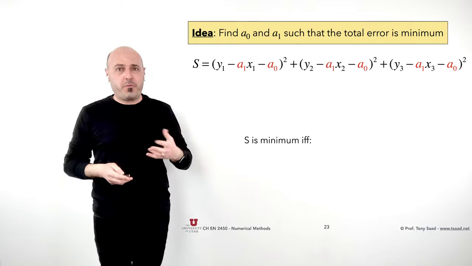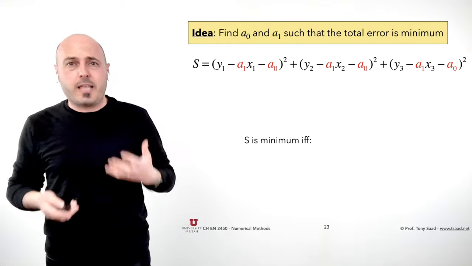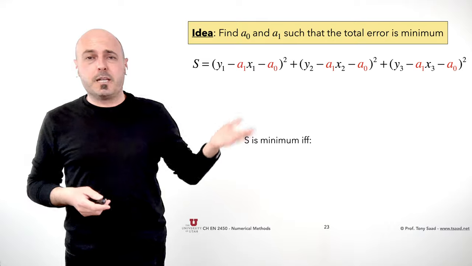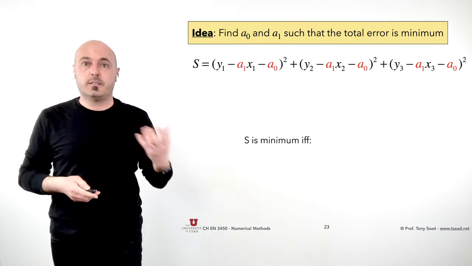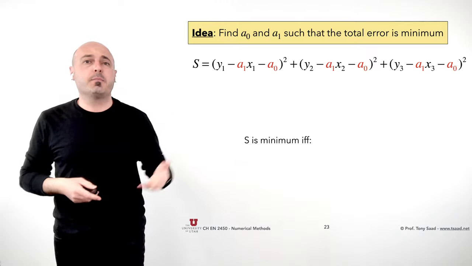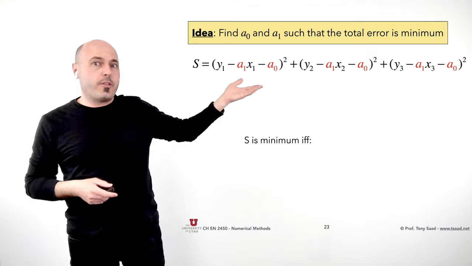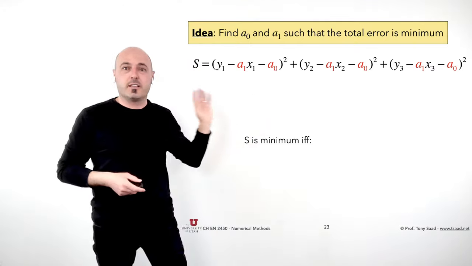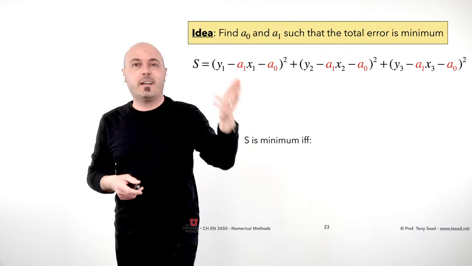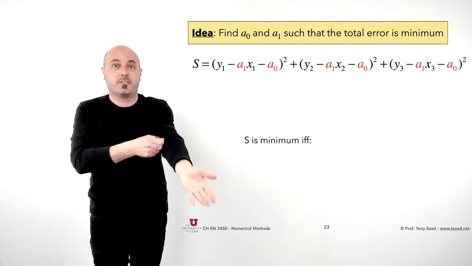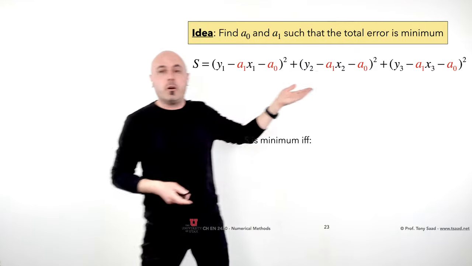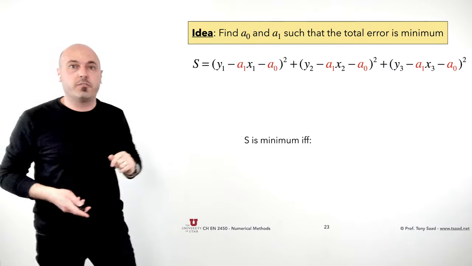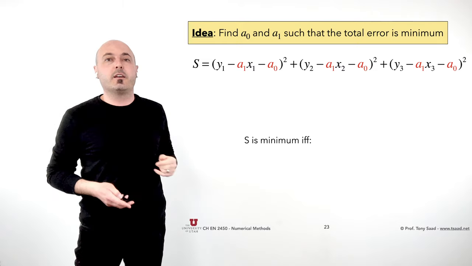And from what you've learned in calculus and in elementary mathematics, a function hits its minimum or a maximum when its first derivative is zero. So for single-valued functions, and for multidimensional functions like in this case, I hope you agree that we have two dimensions here, two unknowns, which are the A0 and A1. Everything else is known: y1 and x1, x2, y2, x3, y3 are given to you, supplied by the observed data. So the only two unknowns we have are A1 and A0. This makes S a function of two independent variables, A0 and A1.